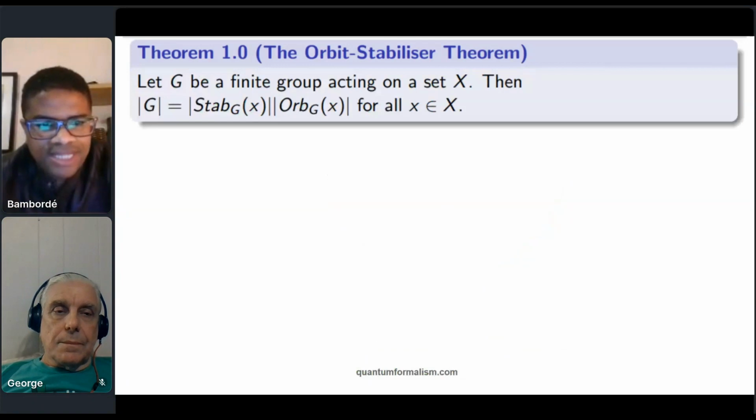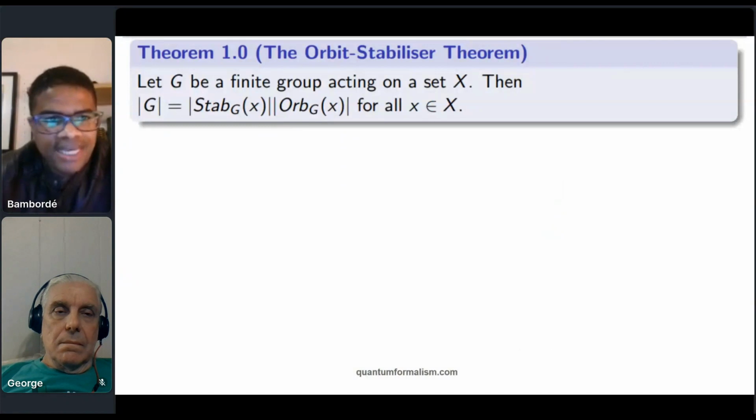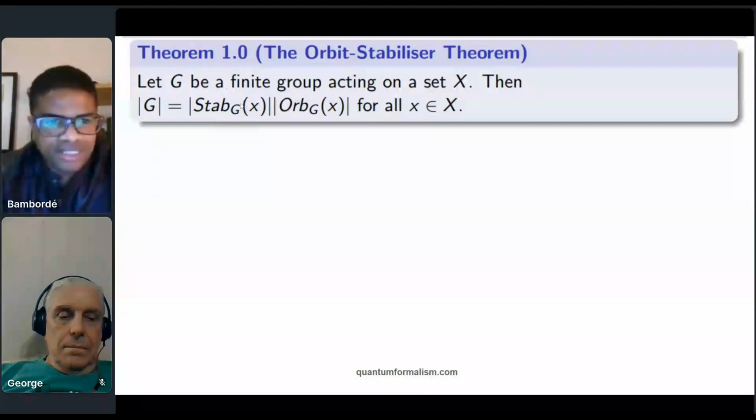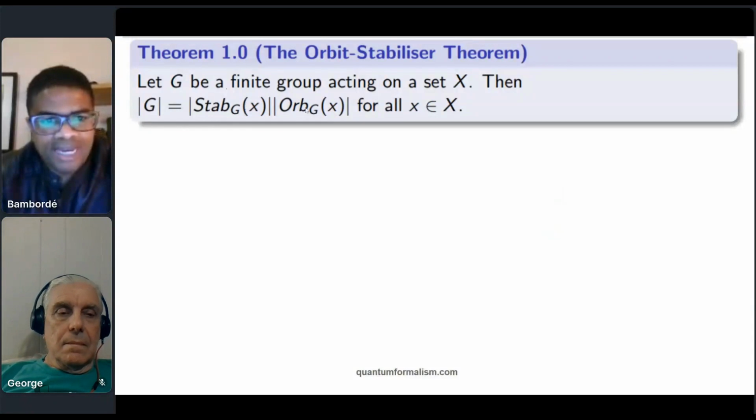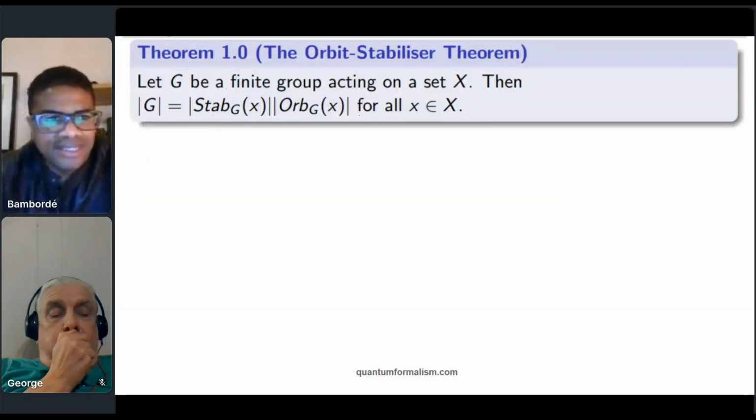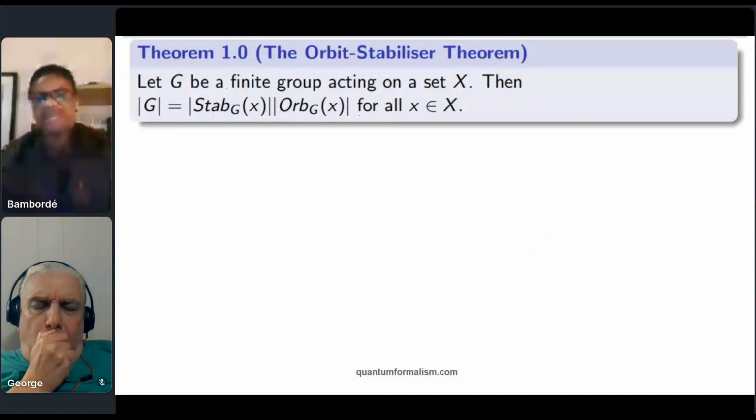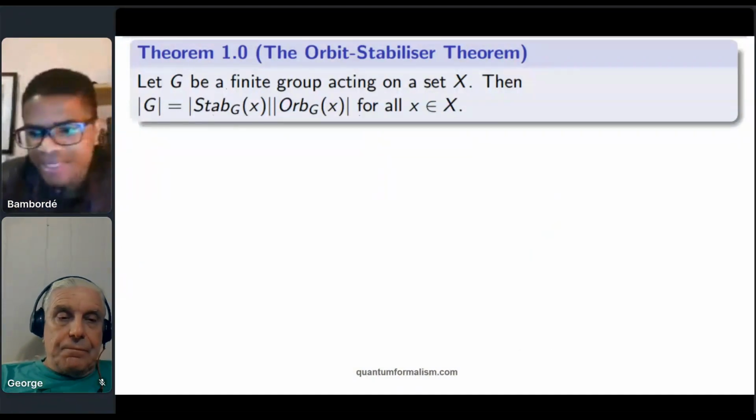This result says that given a finite group G acting on a set, we have this beautiful identity: the order of the group is given by the product of the order of the stabilizer and the number of elements of the orbit. In other words, the order of G divides this thing. So this is a nice result I forgot to add in the previous session.